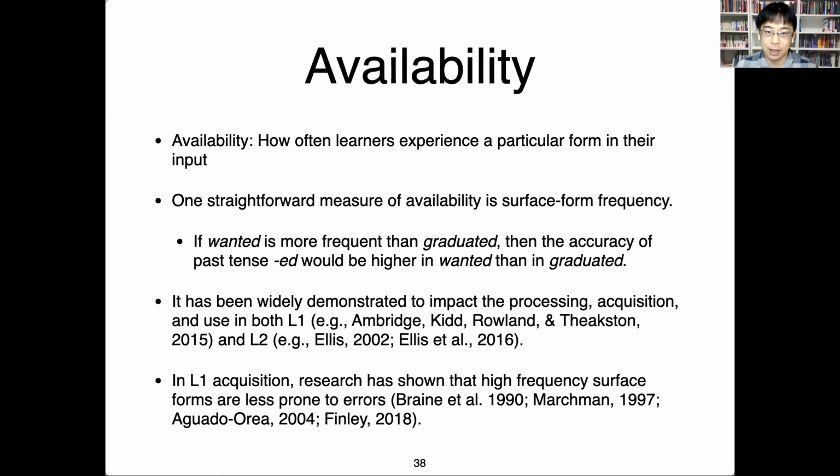Availability refers to how often learners experience a particular form in their input. And one very straightforward way to measure availability is the surface form frequency. So if, for example, the word wanted is more frequent than the word graduated, then the accuracy of past tense -ed is expected to be higher in wanted than in graduated. That's the idea of availability, or frequency. And that has been widely demonstrated to impact the processing, acquisition, and use in both L1 and L2. In L1 acquisition, research has also shown that high-frequency surface forms are less prone to errors, and we expect the same in L2 as well.